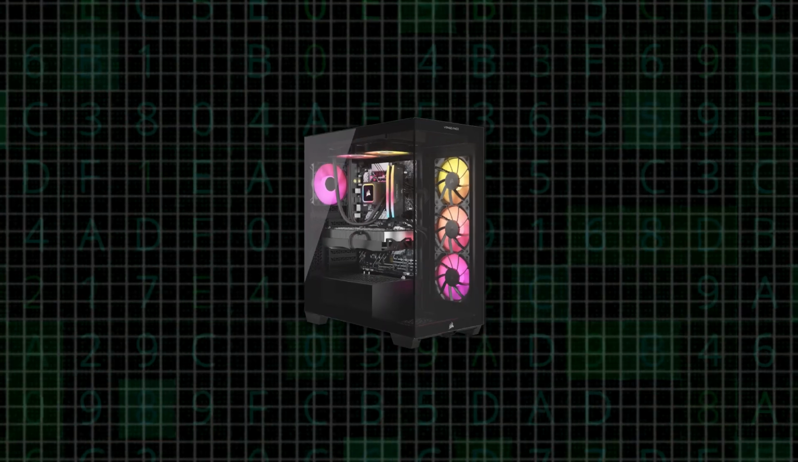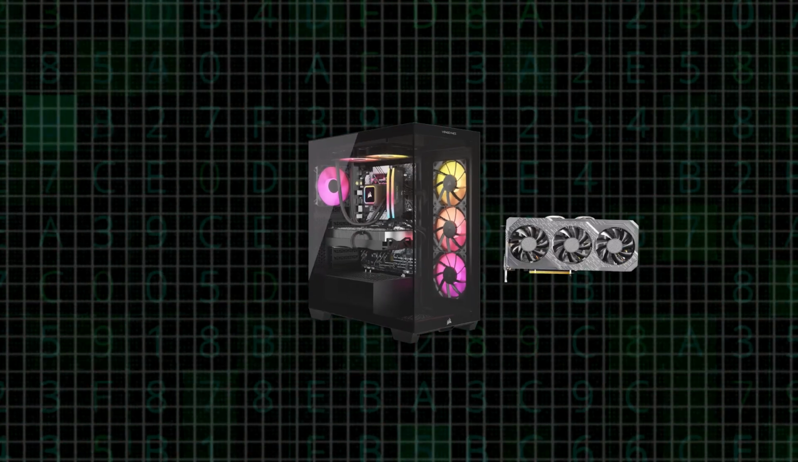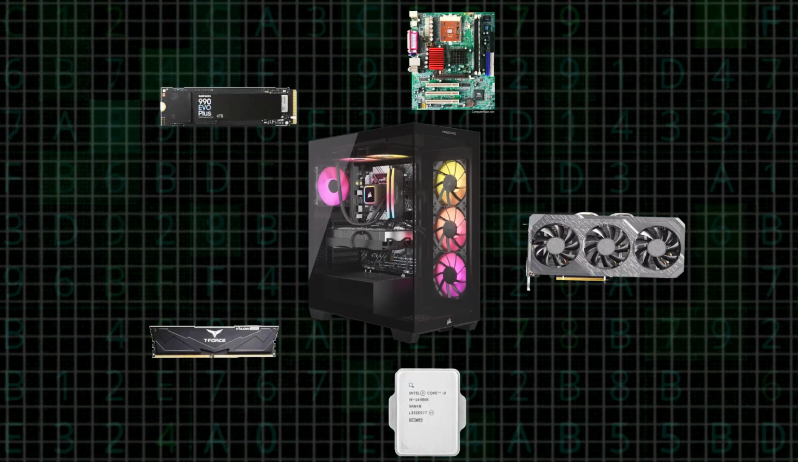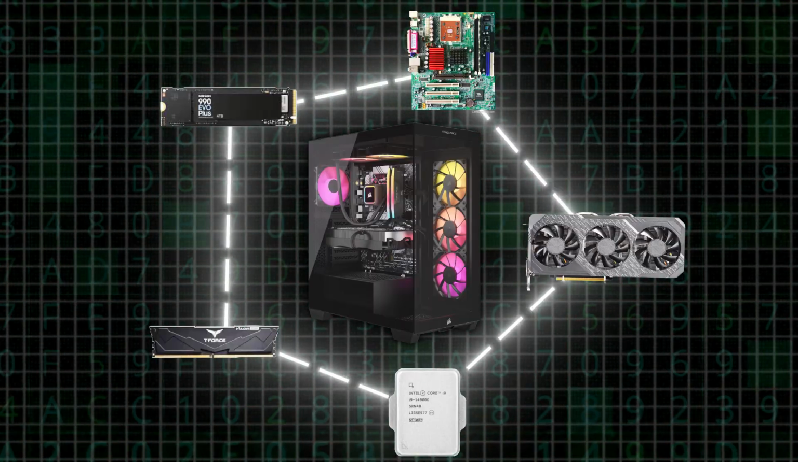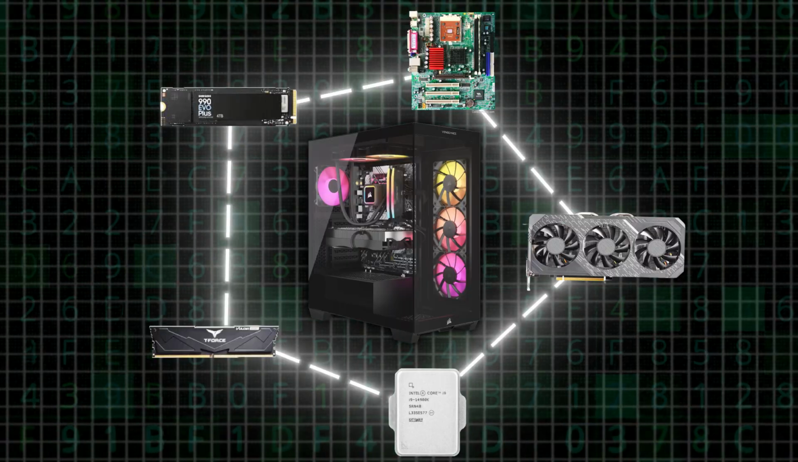Every personal computer has five main components, like parts of the human brain and nervous system. All of them are connected and work together. Each component has its own role. Let's quickly explore each one.